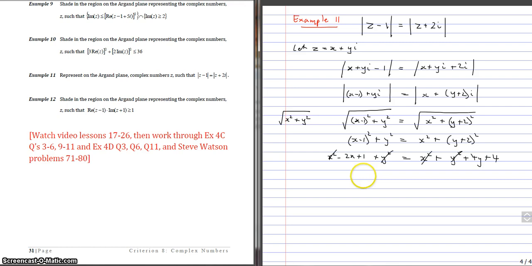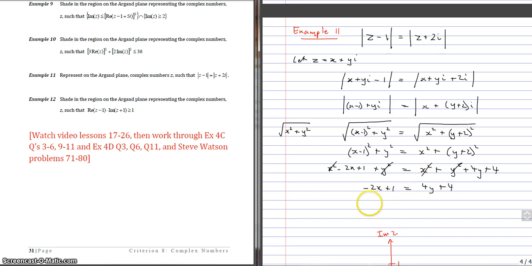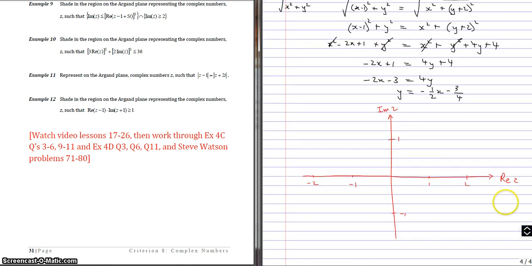We may as well just rewrite that. Negative 2x plus 1 equals 4y plus 4. So then by subtracting 4 from both sides, we end up with minus 2x minus 3 equals 4y. And dividing throughout by 4, we'll end up with y equals negative a half x minus 3/4. And we can go ahead and sketch this line.